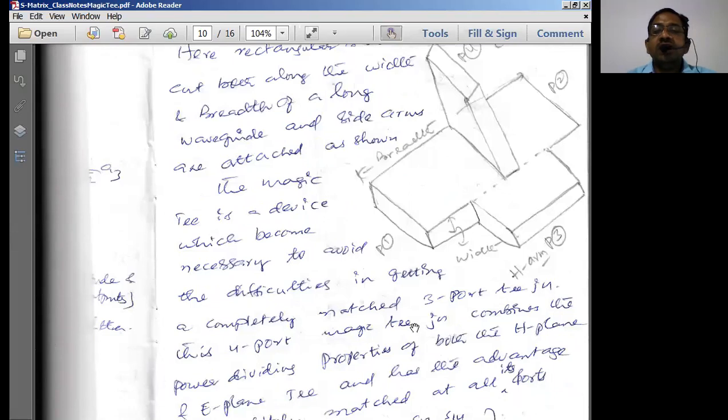Now in the magic T, if you adjust it, that means if any two ports are going to be matched ports, we normally get the other two as matched ports as well.